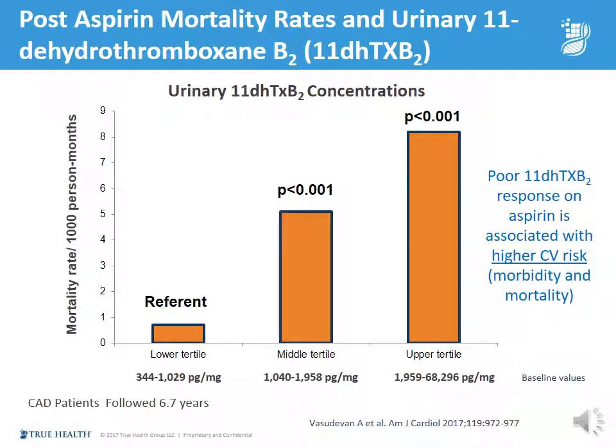This slide evaluates mortality rates based on urinary dehydrothromboxane B2 levels. And you can see there are tertiles. On the left are rather low, normal levels. In the middle is the gray zone between 1,000 and 1,900. And on the right are significantly elevated concentrations of the biomarker. And the y-axis, of course, is mortality. And in patients who are taking aspirin, it is a poor prognostic sign if the AspirinWorks test remains elevated.